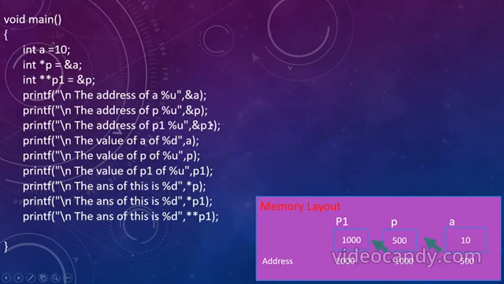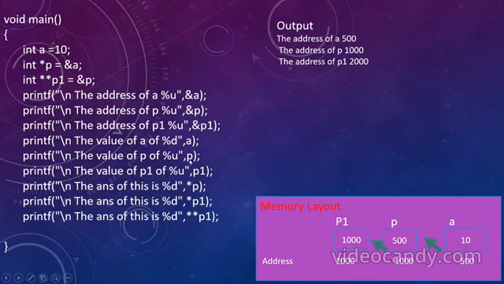In the third, I am doing &p1. Ampersand p1 will give the address of p1, which is 2000. So this will be the output. Now the next one: I am printing the variable a. So what does variable a contain? I am not using ampersand, I am not using star, so it will only print the value of a. Here the value of a is 10, so 10 will be printed.